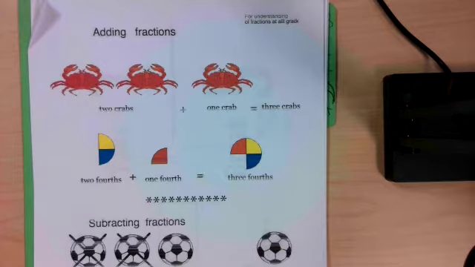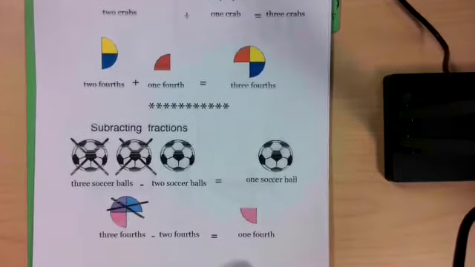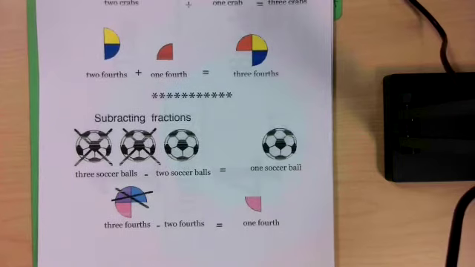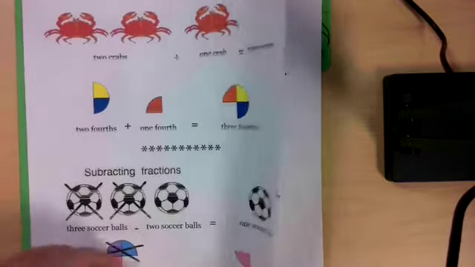You can see a picture of 2/4 plus 1/4 equals 3/4. And you can see the 3/4. This is before you get into any figures. In subtracting, you have 3 soccer balls minus 2 soccer balls equals 1 soccer ball. And so down below, we have 3/4 minus 2/4 equals 1/4. If we could start fractions off like that, I think there would be many fewer problems with our fractions.